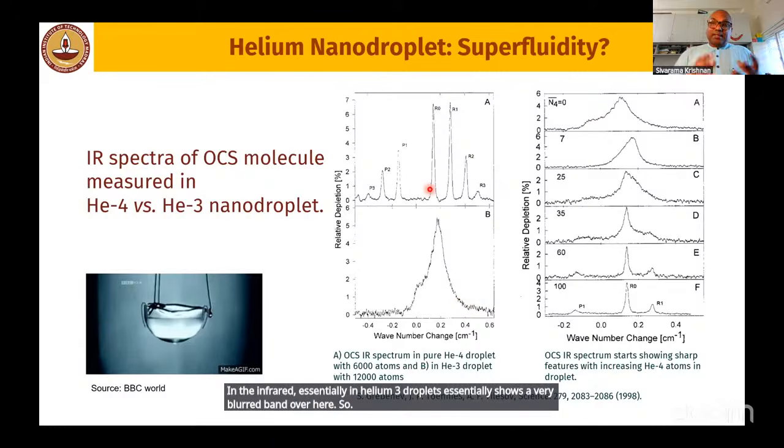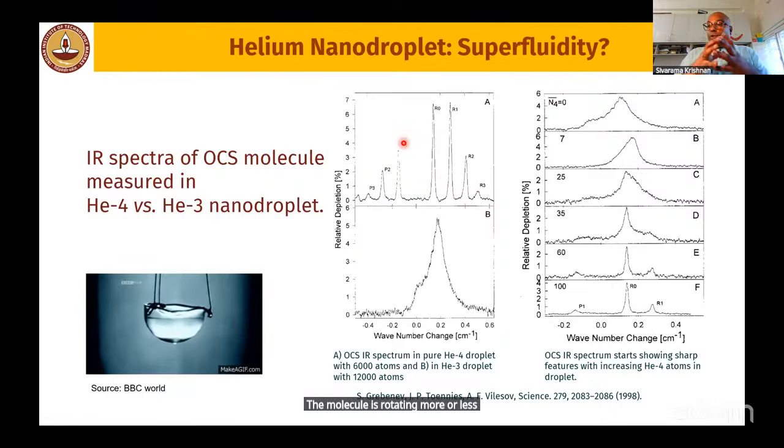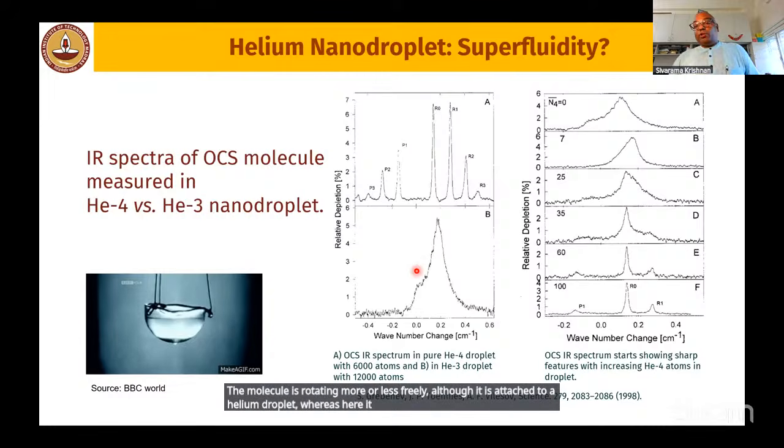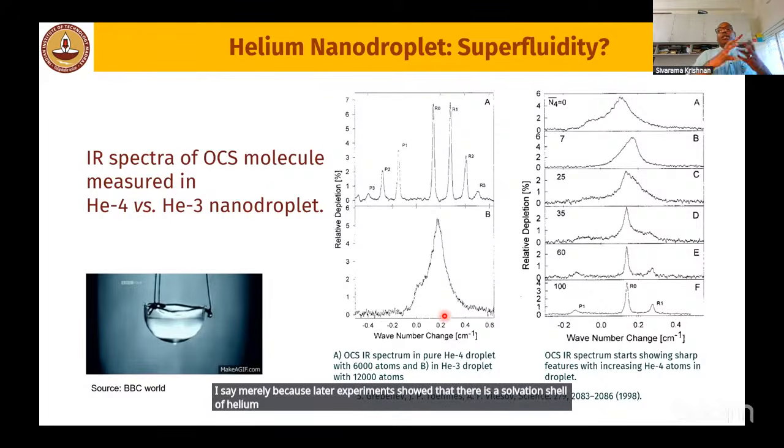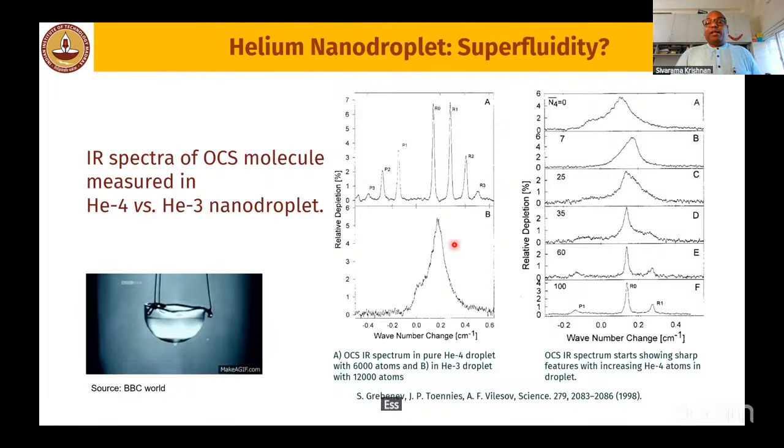So this tells us, in some sense, with spectroscopic analysis, that the molecule is rotating more or less freely, although it is attached to a helium droplet, whereas here it's strongly interacting with the solvent, right? So this shows that molecules in nanoscale helium droplets have nearly free motion. I say nearly because later experiments showed that there is a solvation shell of helium which is coating these molecules, and the whole solvation shell, however, rotates essentially freely in the superfluid droplet.